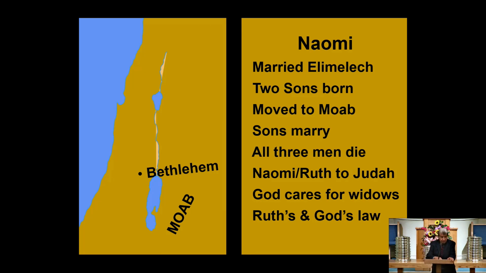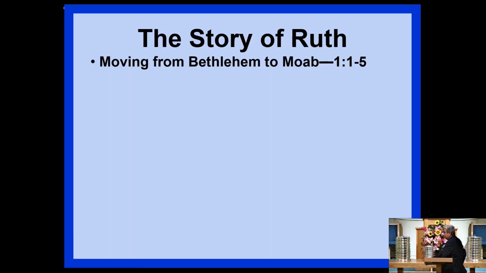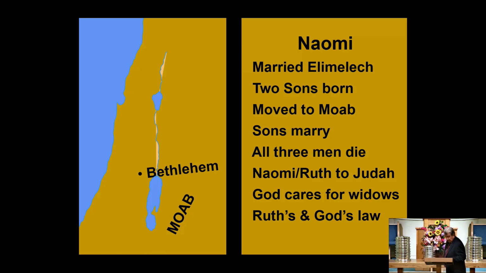And so let's look at the things that are listed there on the right side of the screen. Go back to the map for just 1 minute. If you look there on the right side of the screen, you'll be able to see she's married to Elimelech, and this is focusing on Naomi, the two sons she has, the move to Moab, the sons marry, and then all three men die. And that's about where we were in the study of the book. And then Naomi and Ruth returned back to the promised land. And then we spent an entire class, I believe it was the last study that we had together, about God cares for Ruth, God cares for Naomi, and God cares for widows.